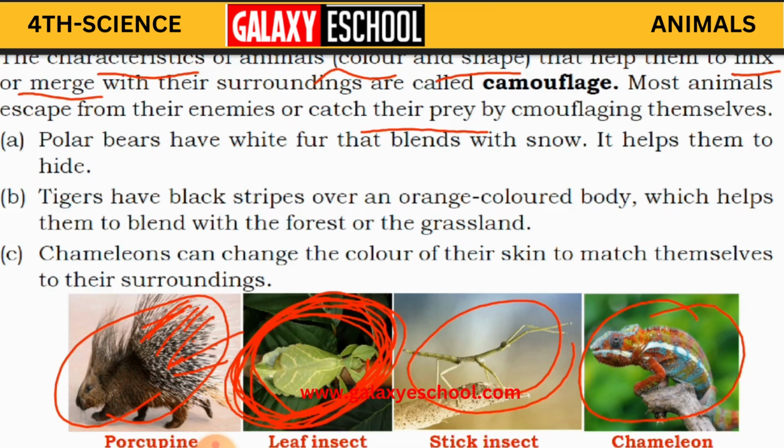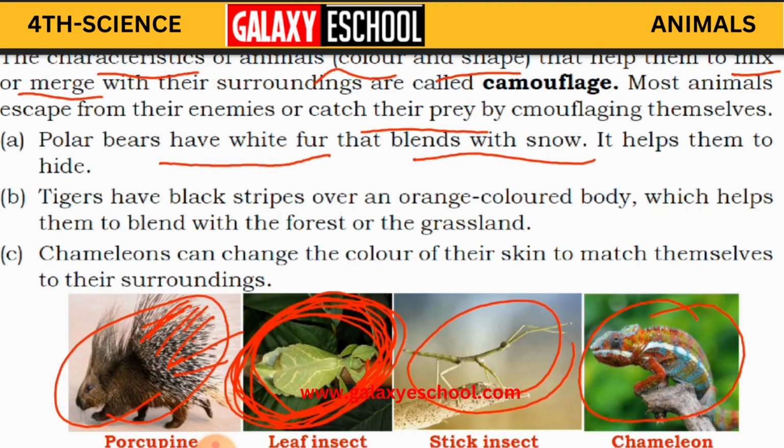Polar bears have white fur that blends with snow. It helps them to hide. Okay, children, see, polar bears have white fur that blends with snow. Polar bears, where do they live, children? They live in polar regions. And how are the polar regions? They are very cold places, and filled with snow. So polar bears have got white fur which just looks like the snow. Because of this, they are able to hide themselves. They are going to mix up with the snow.